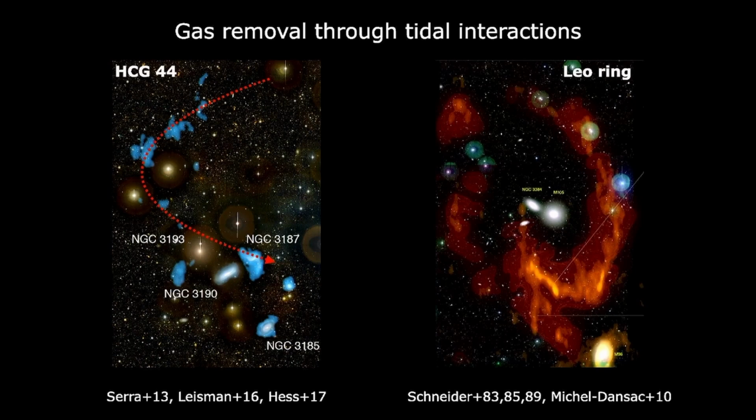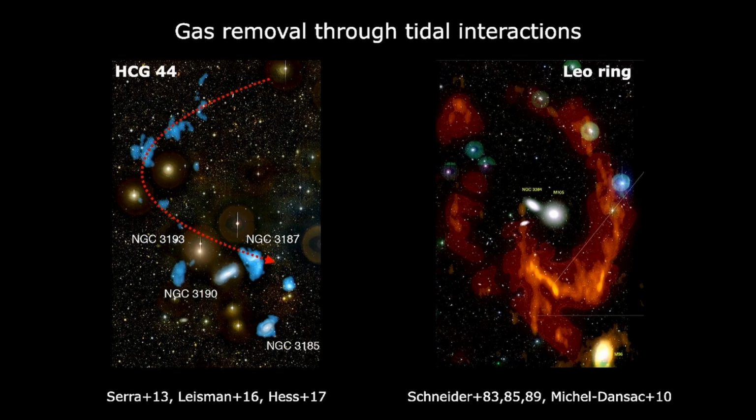But we know that tidal interactions can also remove gas from galaxies. We see two clear examples here. On the left-hand side, HIPASS J1...and Compact Group 44, where we detect a 300 kiloparsec long tail of H1 connecting smoothly in velocity and spatially to a tidally disturbed galaxy in this group.